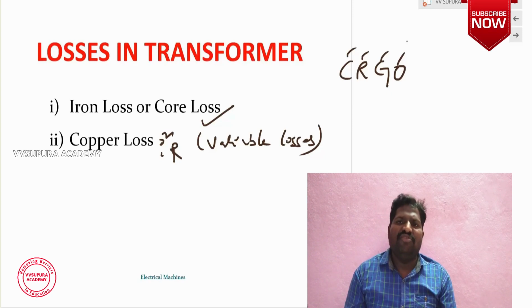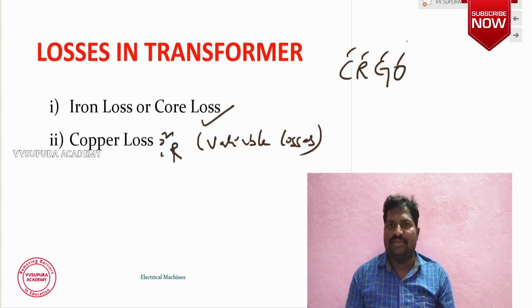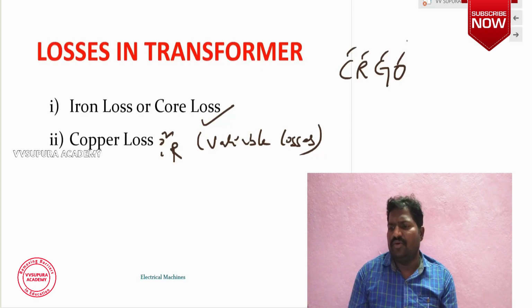No equipment in the universe is 100% accurate. Even copper wire has some resistance. Even our human body has resistance. Okay, these are our iron losses and copper losses.